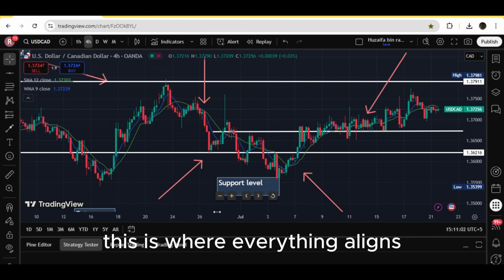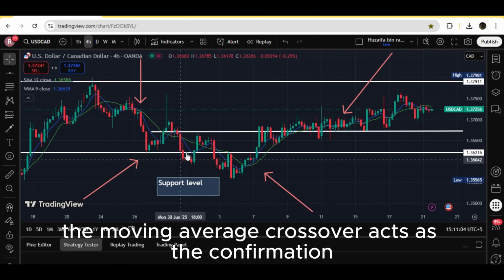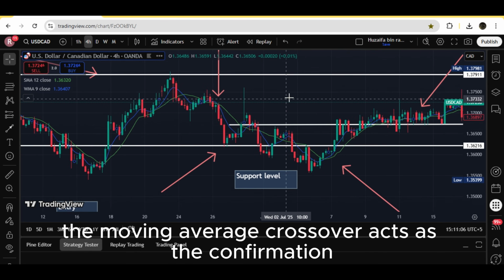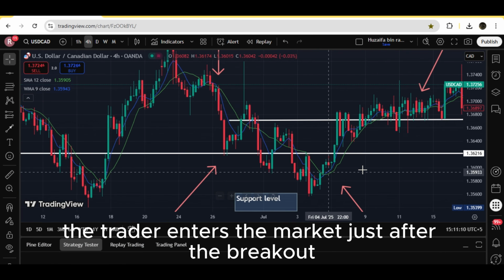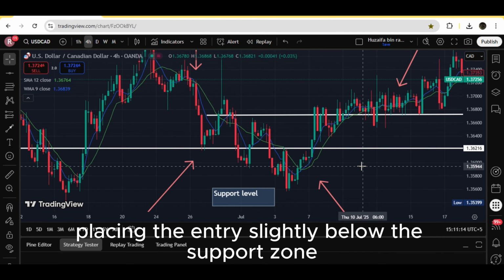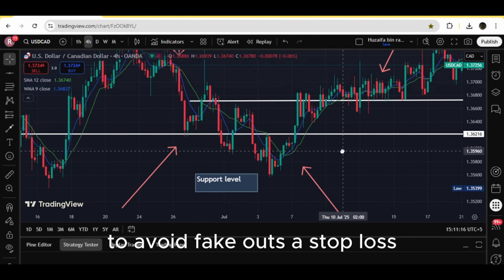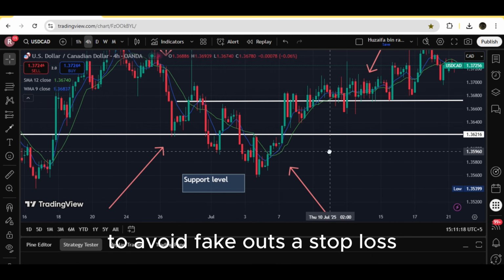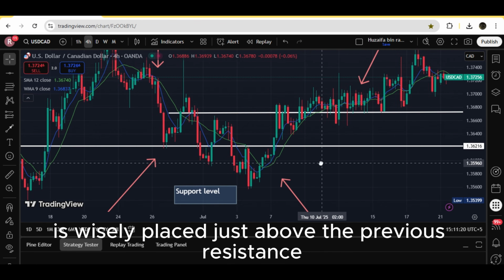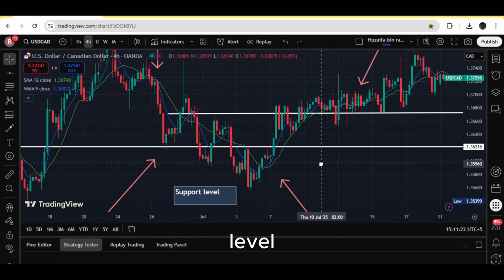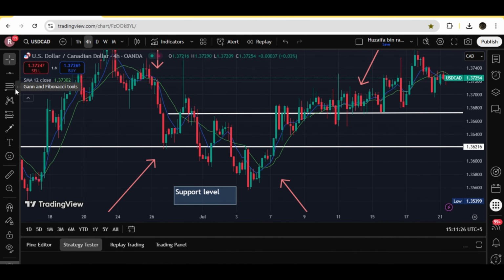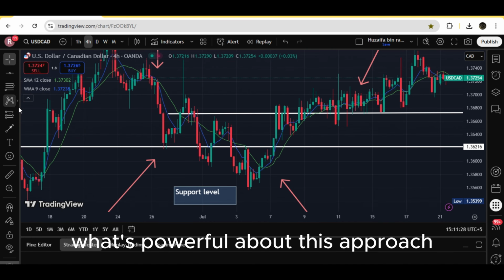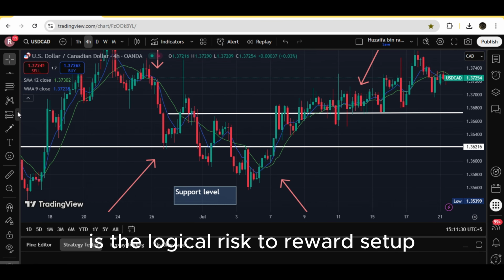This is where everything aligns. The moving average crossover acts as the confirmation, and the breakout of structure validates the trade. The trader enters the market just after the breakout, placing the entry slightly below the support zone to avoid fakeouts. A stop loss is wisely placed just above the previous resistance level to protect against sudden reversals or false breakouts. What's powerful about this approach is the logical risk-to-reward setup.